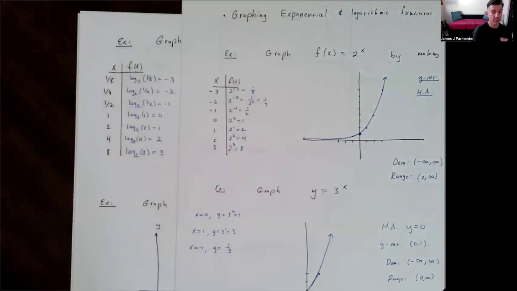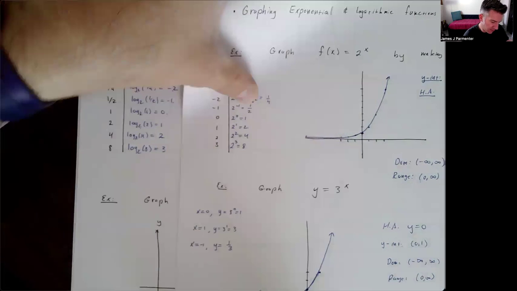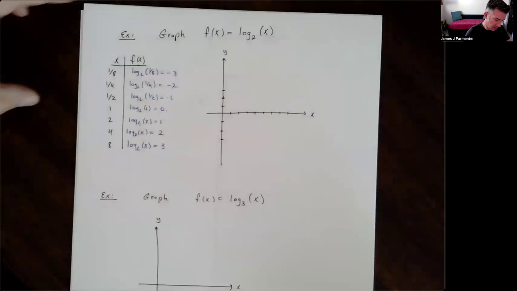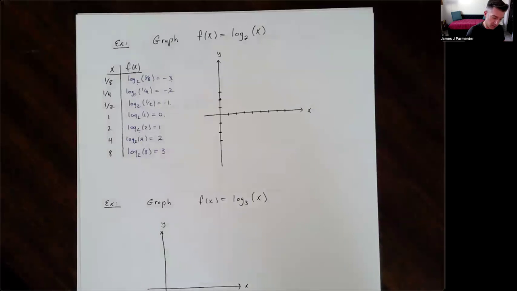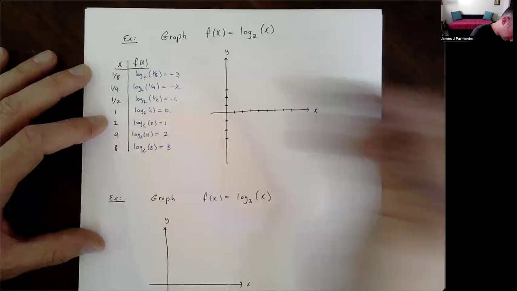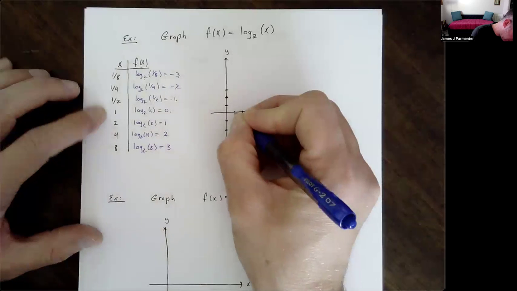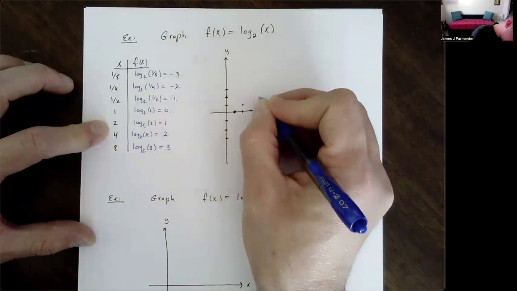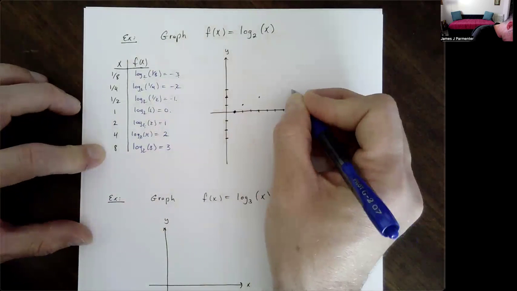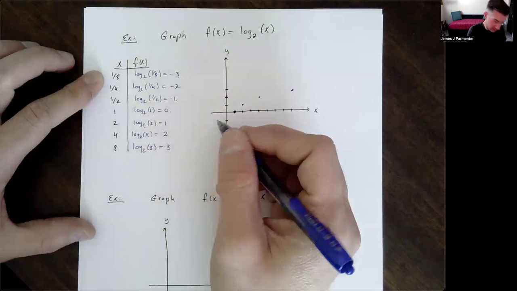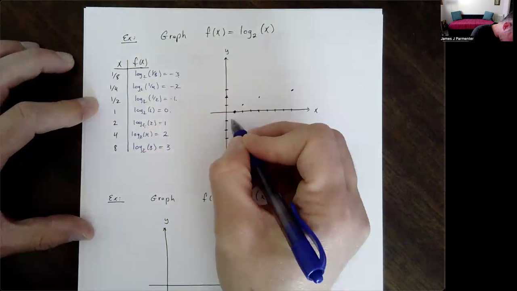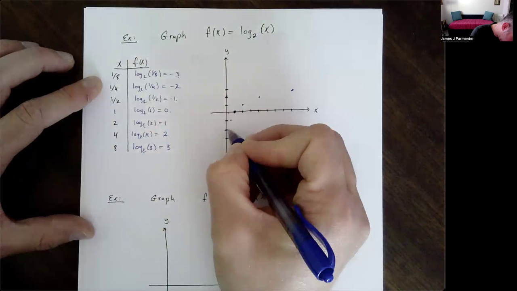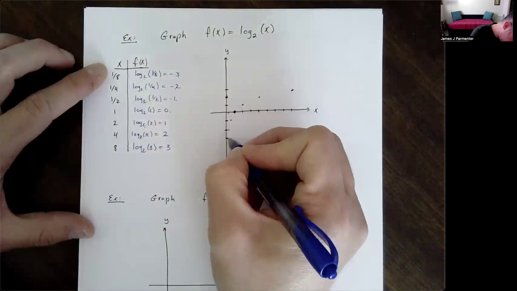So I want to just impress upon you the fact that logarithmic functions and exponential functions are inverses of each other. So when we graph this function, it's exactly going to be the inverse of the original 2 to the x function that we graphed. So I'm just going to plot these points: 1, 0; 2, 1; 4, 2; 8, 3. And then again, when the numbers get small, it's a little more challenging: 1/2, -1; 1/4, -2; 1/8, -3.